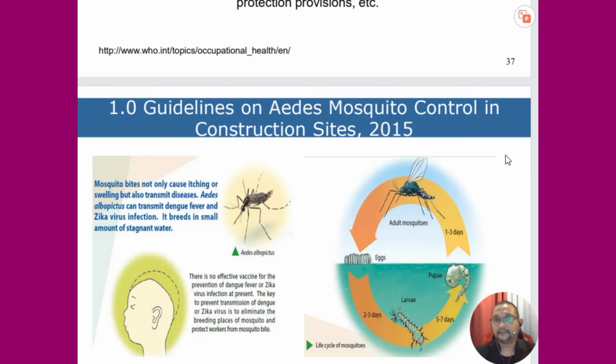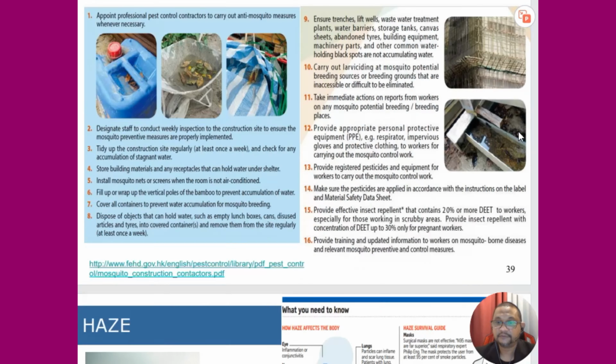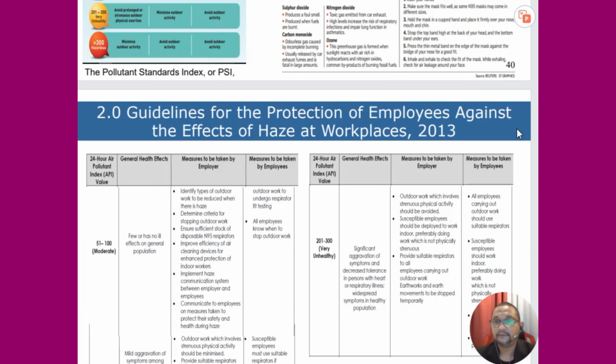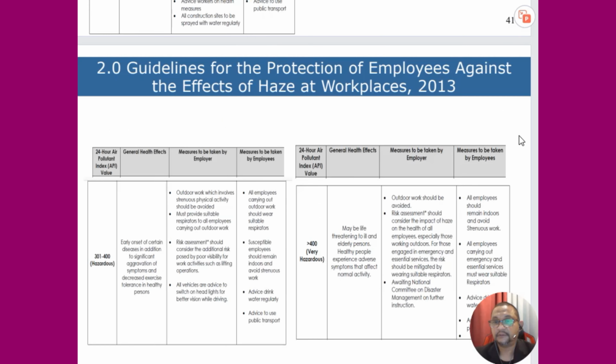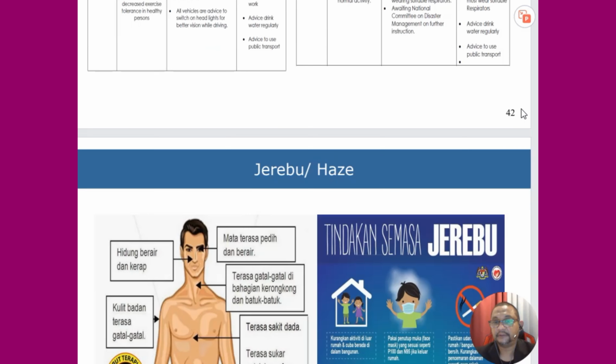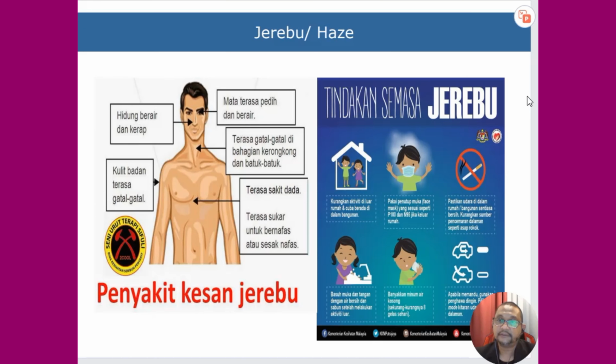Okay, this is like the guideline, for example. This is one example, the guidelines on Aedes mosquito control, 2015. So these are some of the guidelines. And also this is the haze and jerebu.